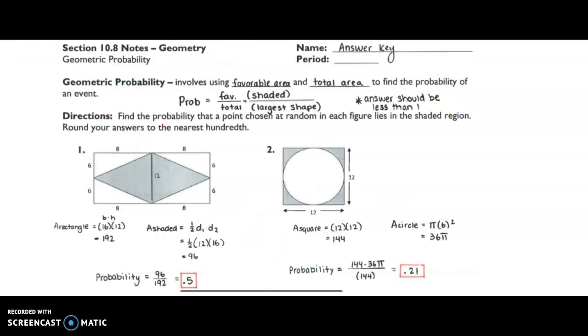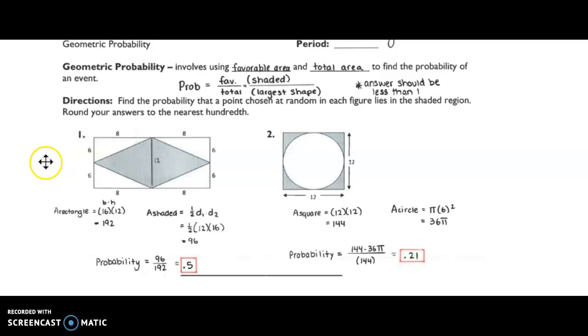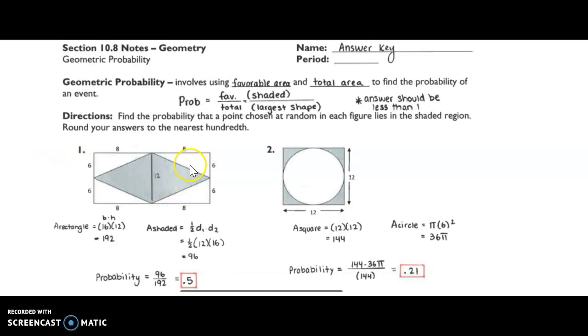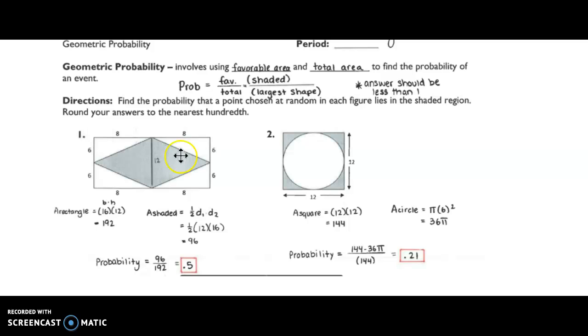And then in 10.8, we're just touching upon this very briefly. It won't be on the quiz, but it might show up on the final. And so we're just doing our due diligence here. Geometric probability. Remember, probability is part over a whole, right? The possibilities, what you want, the favorable, divided by all the possibilities. And so here, find the probability that a point chosen at random in each figure lies in a shaded region. And so it's a mixture of 10.7, what we just looked at the past couple slides.